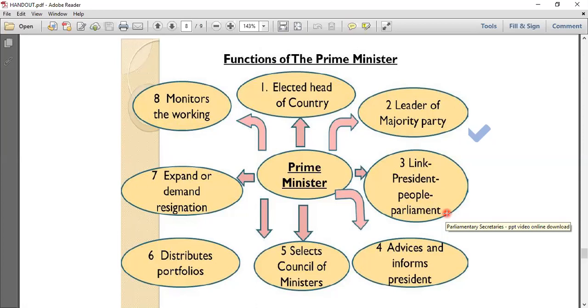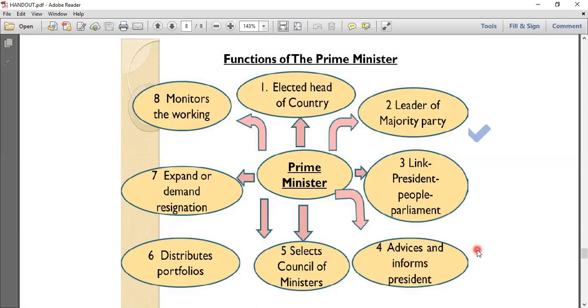The people, they keep on demanding things. So the prime minister needs to keep in mind the demands of the people, right? And the parliament. So he is the leader of the majority party in the Lok Sabha. So that is how he is a member of that parliament. So he connects everything over here in this democratic rule.